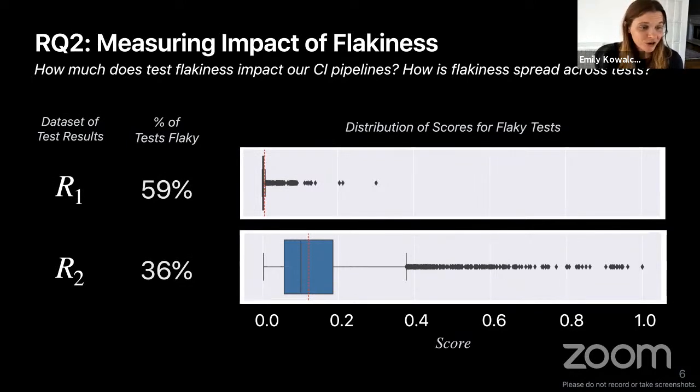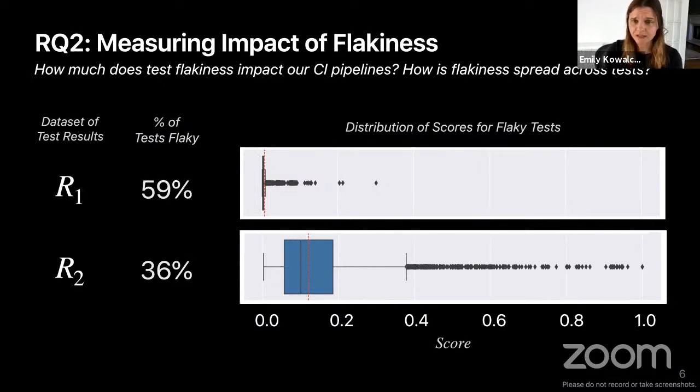What we can see is that R1 and R2 both had pretty high numbers. 59% of R1's tests were flaking, and in R2, 36%. And since we're talking about thousands of tests, this is pretty much the motivation for needing a model like this. That's more than we can inspect.